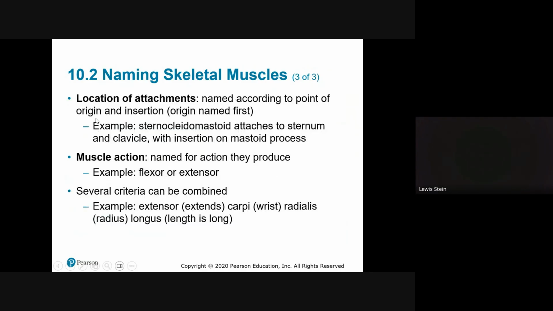And they call them origin and insertion. Really, the attachment is a much more useful idea. So you can think of proximal and distal, superior and inferior, medial and lateral. Okay. So they're named by the attachments.